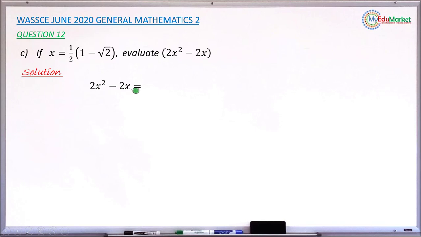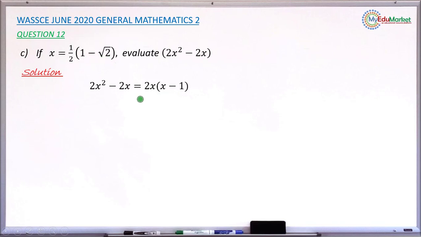You can see this expression has two terms, and both terms have 2x common. So 2x can be factored out to reduce it to a simpler form for easy substitution. So I'm going to have 2x, then open the bracket, inside the bracket is x minus 1. This is the factorization of 2x squared minus 2x. Next is to substitute wherever you have x, replacing it with 1 over 2 into 1 minus root 2.